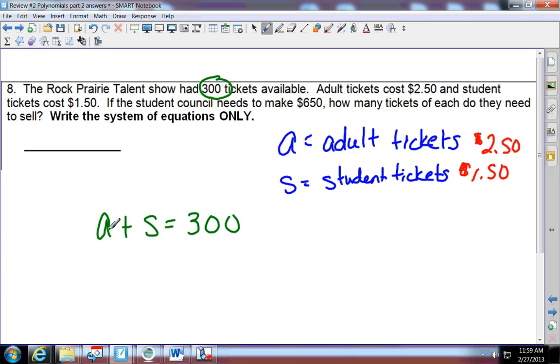The second thing you need to do, it says that they need to make $650. We're going to put the dollar amounts with it. First off, the adult tickets are $2.50 times the adult plus $1.50 times the student. That is $650. Now, I want to remind you that what happened on the benchmark was that I'm seeing people not paying attention to these variables right here. And they'll have 250S plus 150A. You have to make sure that you have the dollar amounts with the correct variable.